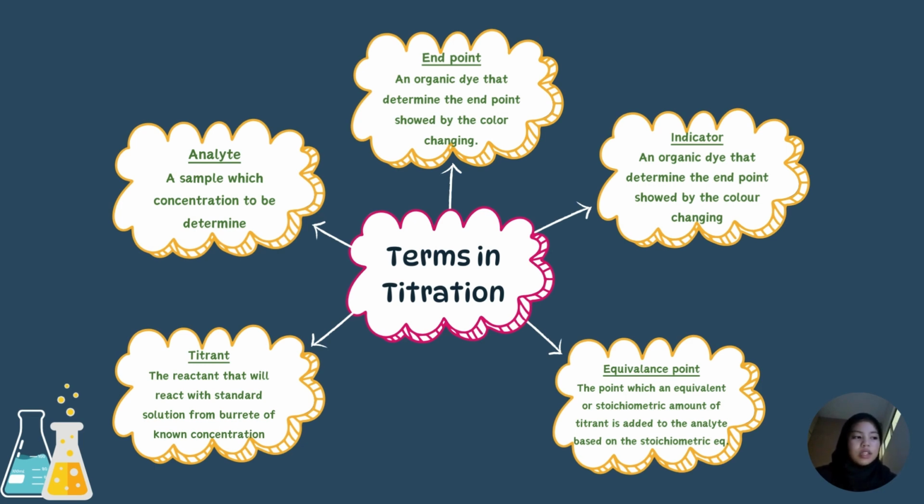Same with the indicator, an organic dye that determines the endpoint, shown by the color changing. And the last one is equivalence point, the point at which an equivalent or stoichiometric amount of titrant is added to the analyte.